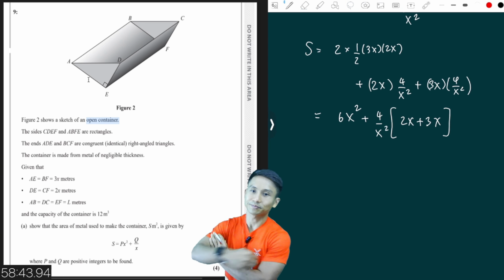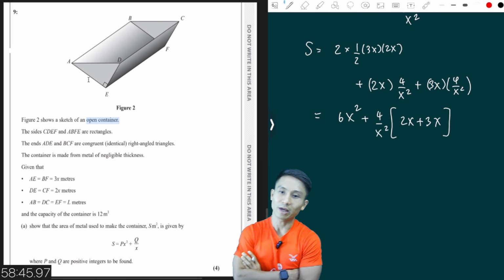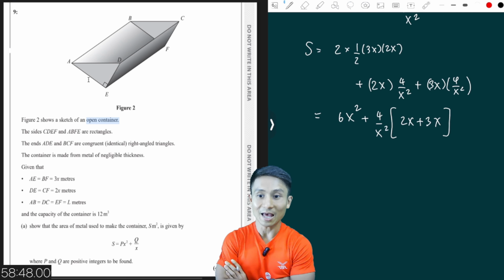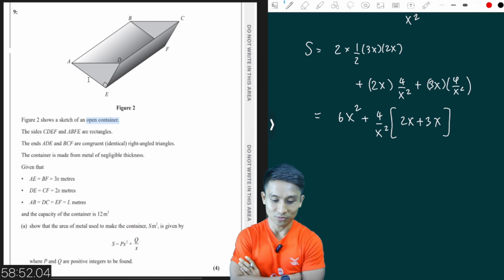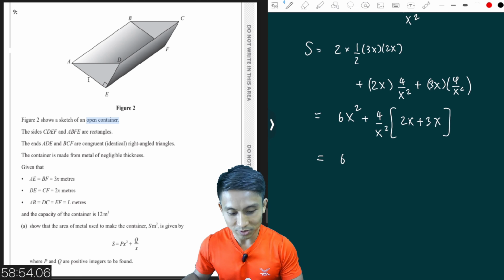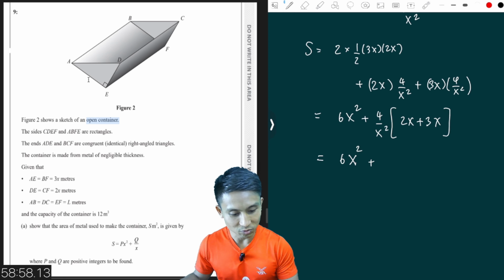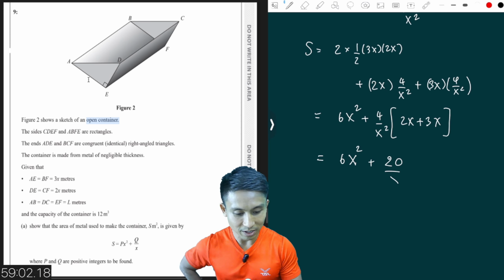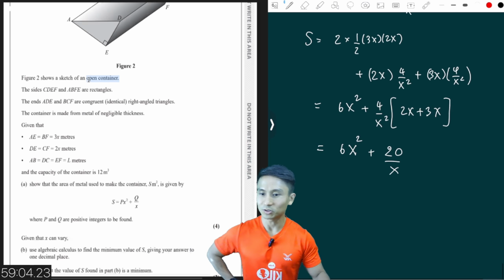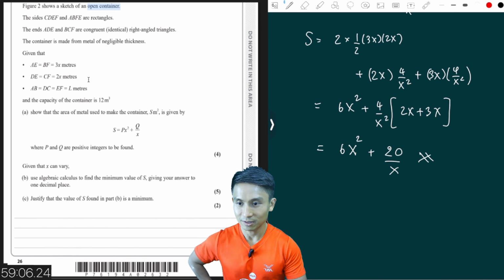Like that. We only have the face ABFE and DCFE. Just 2. So that's basically 6x squared for the px squared, and this will be 5 times 4 is 20 divided by x. Okay, so that should be fine for part A.